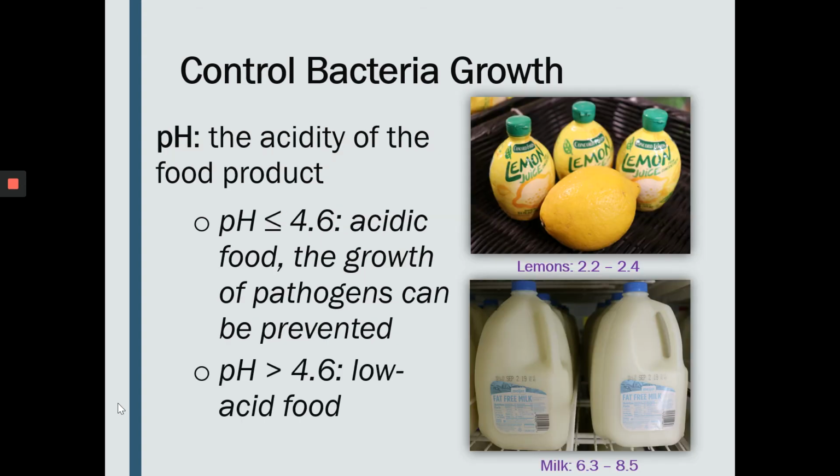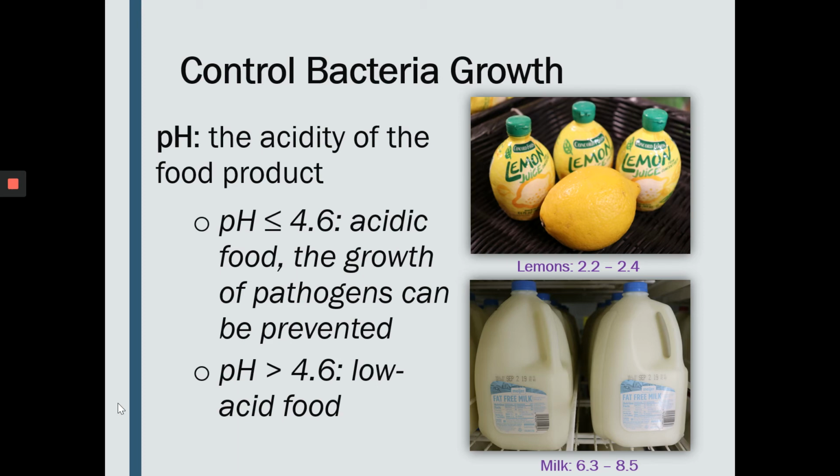Another way to prevent our food from growing pathogens is to control the acidity of the food product. pH is defined as the acidity of a food product. It is measured on a scale from 1 to 14, with 1 being the most acidic and 14 being the most basic. If the pH of a food is less than or equal to 4.6, the food is considered acidic, and the growth of pathogens can be prevented.